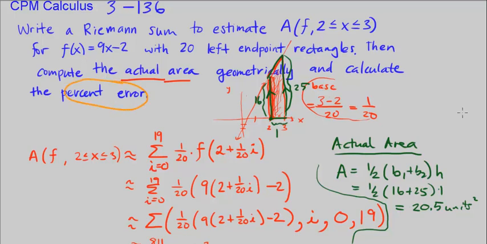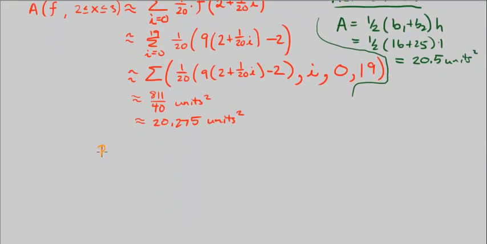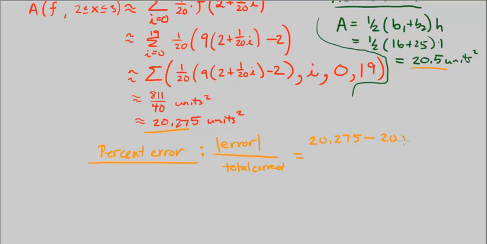the percent error. Okay? So the percent error is just going to be how much error you have. It's even in absolute value. It doesn't matter if it's positive or negative. It's just the amount of error out of the total correct. So the error is going to be subtracting these two, right? So it's going to be 20.275 minus 20.5. And the total correct, well, this is the actual area, so that's 20.5.